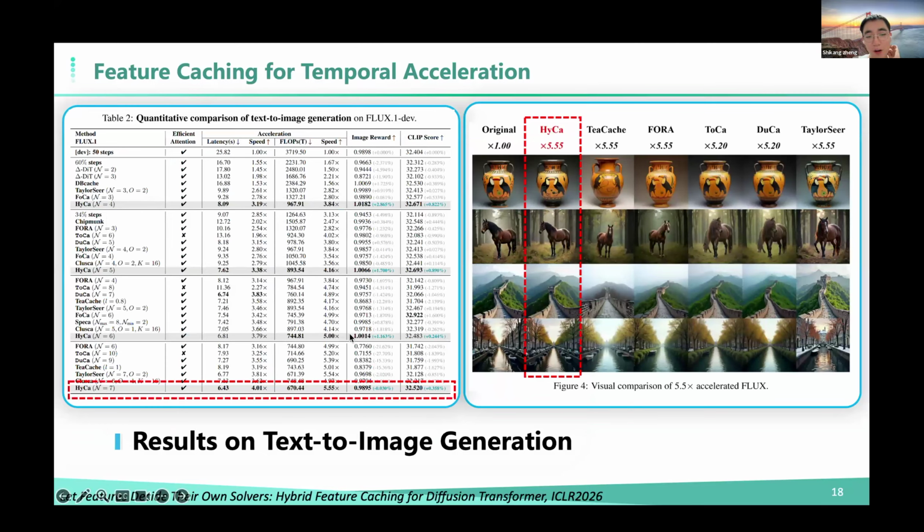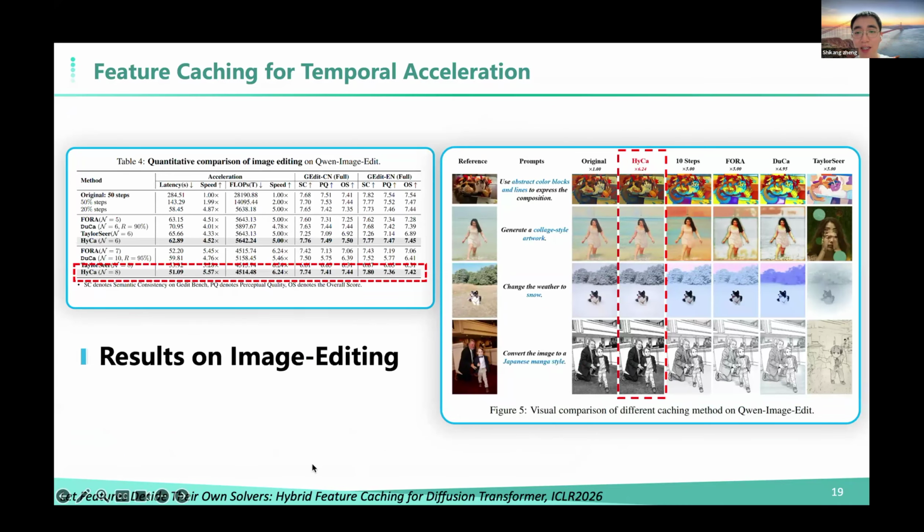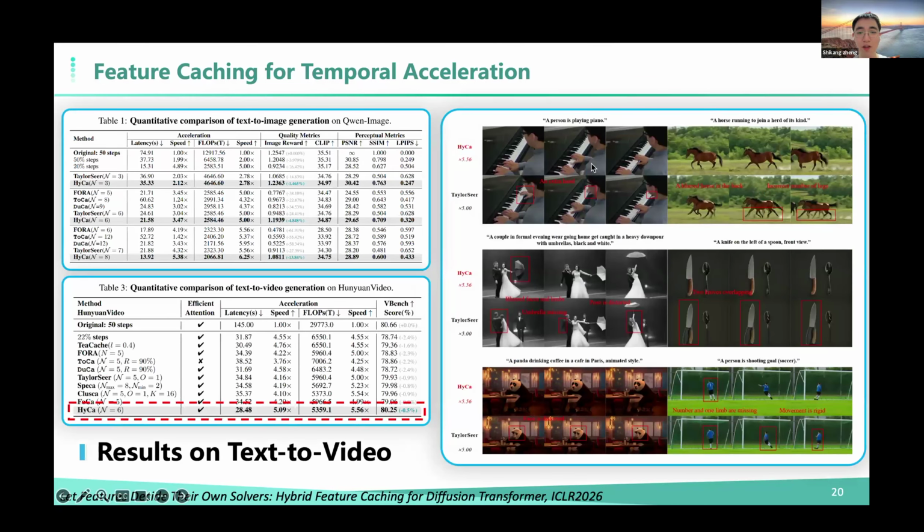So based on our hybrid cache framework, we achieved pretty good generalization on all different kinds of models. For example, on text-to-image generation, we can achieve about 5.5 times acceleration while still remaining extremely similar to the original pictures. And we can do it on image editing as well. For example, this column is the original model's output, and this is our HyCa output. Yes, and we can accelerate it about 6 times with pretty similar outputs. And we also do it on text-to-video as well.